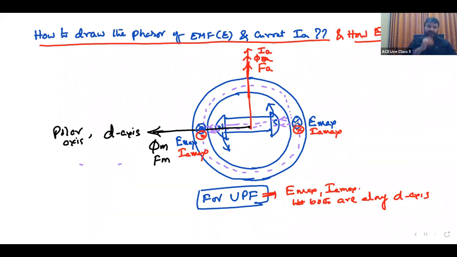Now to find the EMF phasor, again apply the thumb rule, cross and dot. That will be E, so the E phasor will be here. This is also the E phasor. Therefore, if you take these two, E lags the flux by 90 degrees. And for unity power factor, both are in the same phase.